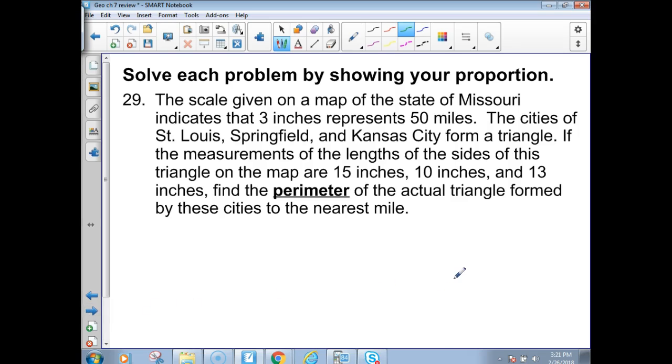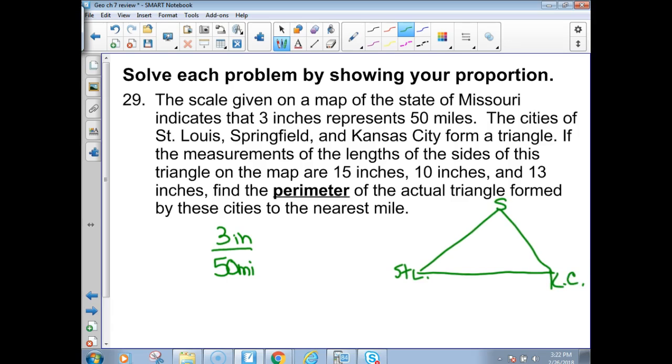29. On a scale on a map, the state of Missouri indicates that 3 inches is 50 miles. I'm going to write that scale down. 3 inches is worth 50 miles. The cities of St. Louis, Springfield, and Kansas City form a triangle. Not that it matters that I label this, the measurements of the lengths of the triangle on the map are 15, 10, and 13. It doesn't matter which ones I put where.